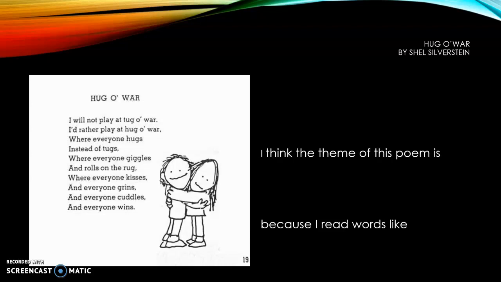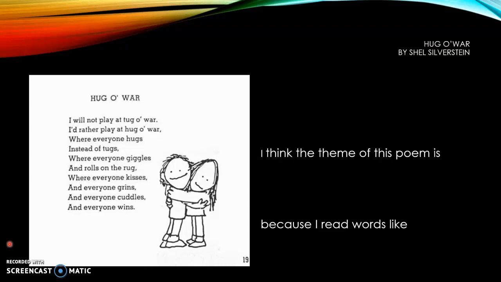So, we even have an illustration on this one. We have two kids hugging. So, let's think of some words. I changed the sentence frame a little bit.